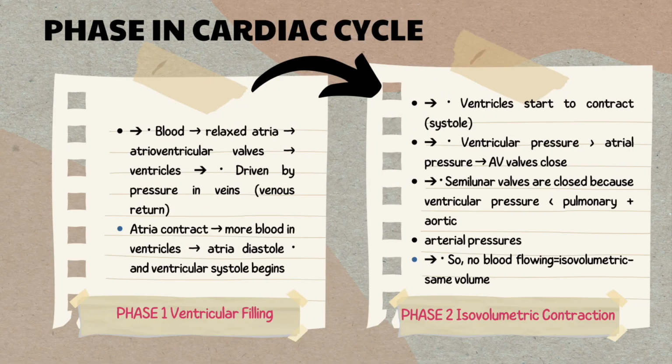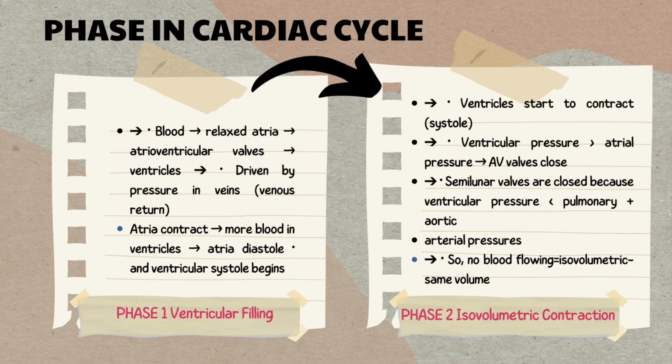Then the phases in the cardiac cycle. Phase one is ventricular filling. Blood driven by pressure in the veins, or venous return, enters the atria and causes the atria to relax. When the atria contract, more blood will enter the ventricle, and the atria will go into diastole and ventricular systole will begin. And then we move to phase 2, which is isovolumetric contraction.